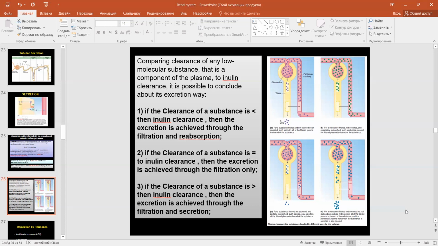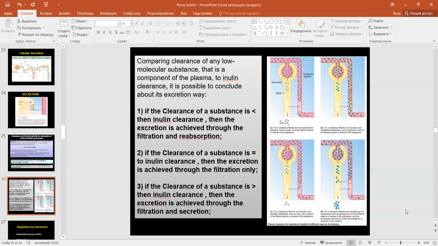For a substance that is partially reabsorbed, such as urea, only part of the filtered plasma is cleared of the substance. With about 50% of the filtered urea being passively reabsorbed, only half of the filtered plasma, or 62.5 milliliters, is cleared of urea each minute. And third situation, if a substance is filtered and secreted, but not reabsorbed, its plasma clearance rate is always greater than glomerular filtration rate.